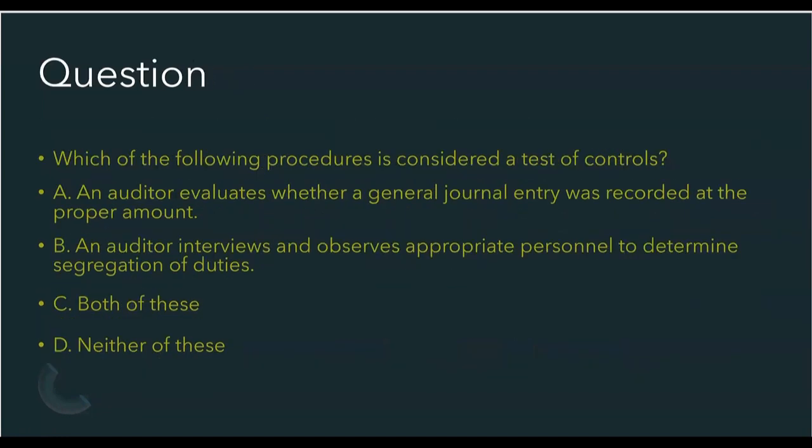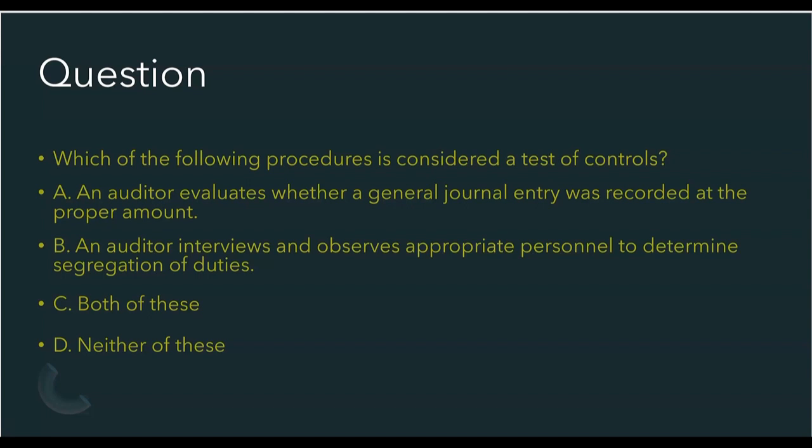All right, let's try this. Which of the following procedures is considered a test of controls? A. An auditor evaluates whether a general journal entry was recorded at the proper amount. So they're looking at the general ledger, they're seeing a journal entry, and they want to know if that entry was recorded at the proper amount. Is that a test of controls? No. A test of controls would be like the person who made that journal entry, should they have made the entry or should somebody else have made the entry? That would be a test of controls. But the fact that we're looking at a journal entry to see if it was made for the proper amount, that's very important to the audit, but that's a substantive test. That we do in the evidence gathering stage.